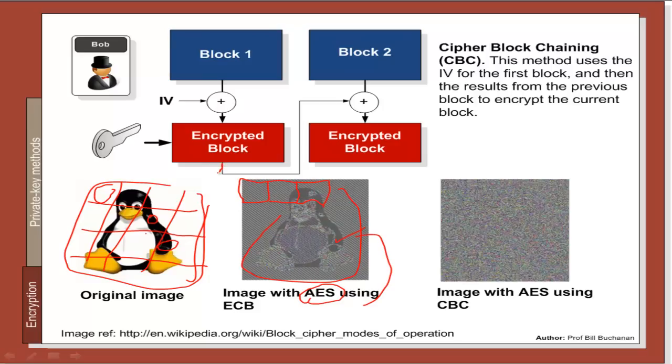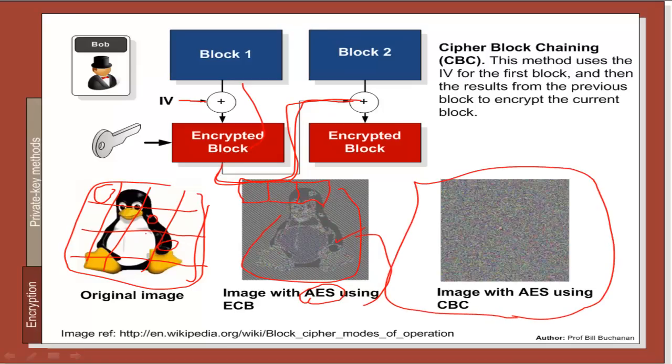If we chain the output from one into the next, so that the IV vector is used initially to create an encrypted block, and then we take the output of that and feed into the next, then what we get is a completely randomized data set.